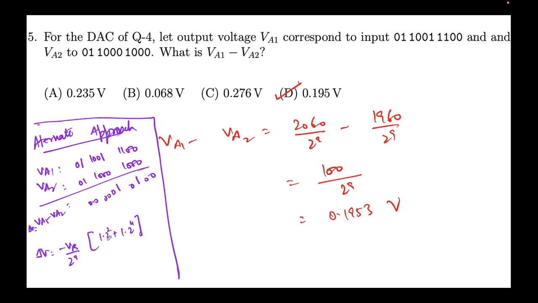So this turns out to be 4, and the second term is high, right? 4, 8 and 16. So this turns out to be minus VR over 2 raised to the power 9 into 2 raised to the power 4, which is 16, plus 4. So this turns out to be 20. Write it again: into 20. And you know VR is minus 5. This turns out to be 100 over 2 raised to the power 9. This is the same as before, so this also turns out to be 0.195 volts.